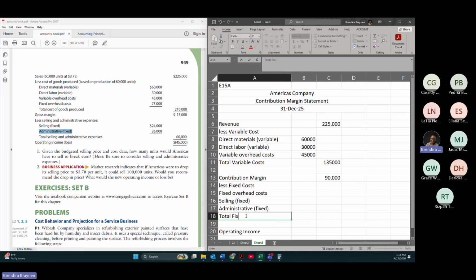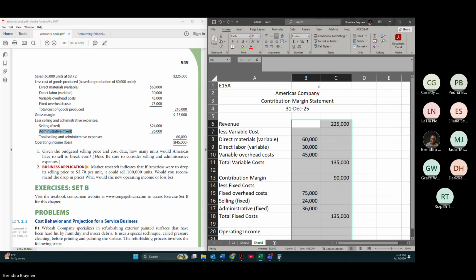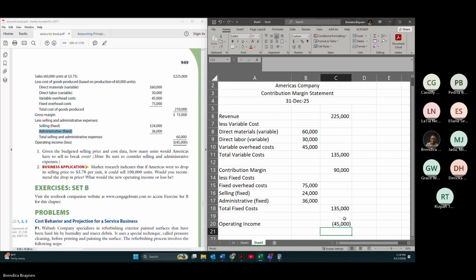So my total fixed cost is next. Fixed overhead was 75,000. Selling was 24,000. Administrative was 36,000. And so the total cost there was 135,000. When I take my contribution margin minus my fixed costs, I should get the same operating loss. So I have a loss of 45 here. I have a loss of 45 here.